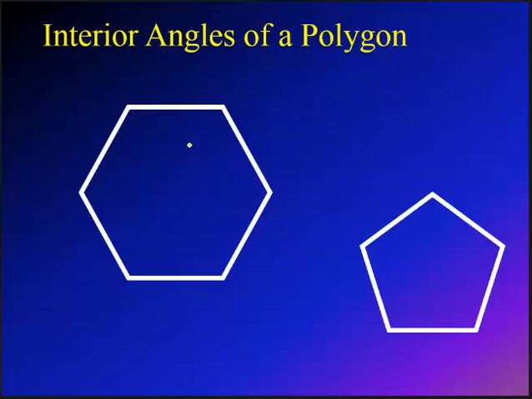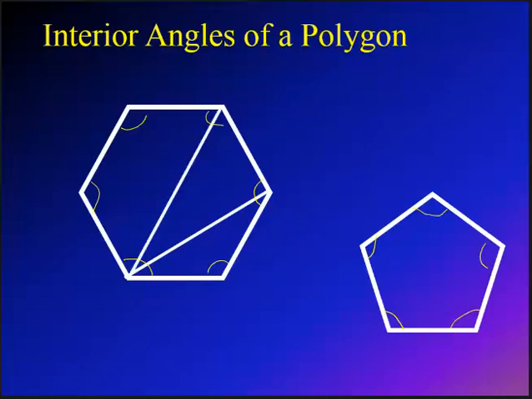Okay, so, interior angles of a polygon. Interior means inside. So we're talking about these angles. These are our interior angles. And these are regular polygons. It appears I can chop them up again into several triangles just by drawing diagonals from one vertex. I just pick one vertex and I draw all the diagonals I possibly can from that vertex. And that chops my figure up into triangles.